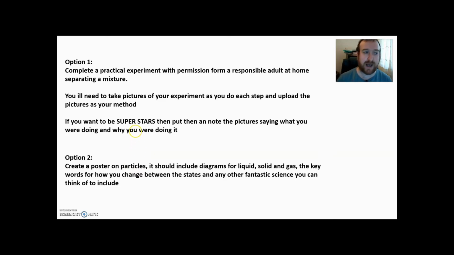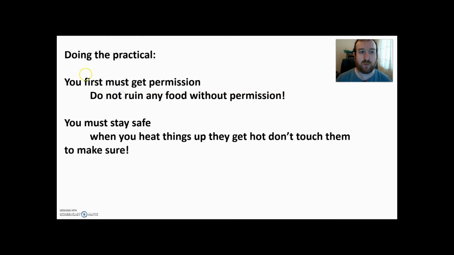Now, the practical itself is going to follow in a second. Don't get upset or stressed if you're not going to be able to do the practical, that's fine. The poster is just as good in terms of your learning. But there are a couple of things.